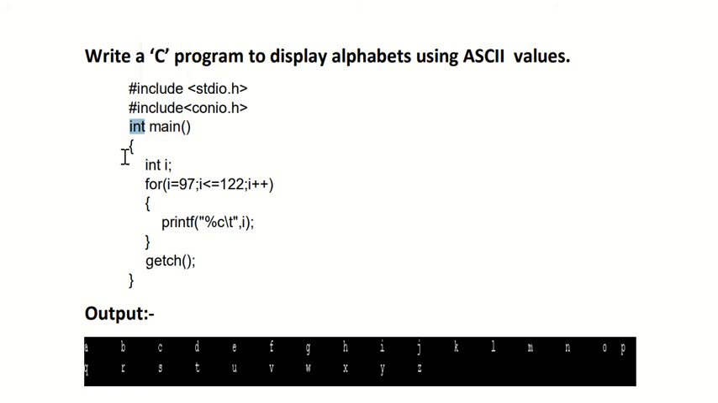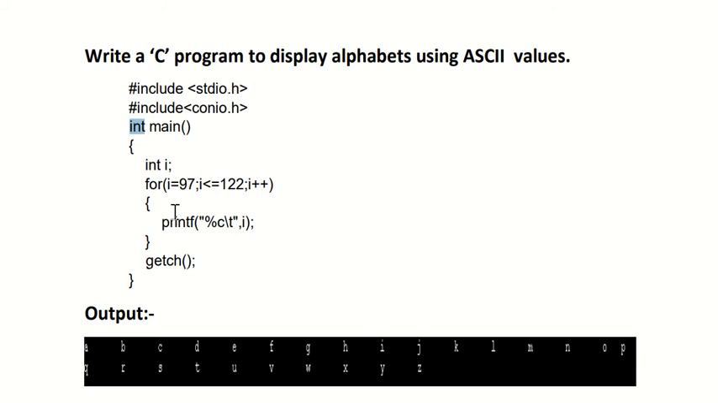Now open the bracket and declare one variable, that is int i, and after that a for loop, where we write i equal to 97, because as per the ASCII table, we know that 97 means small a, and then 98, 99, likewise b, c, d, e, and so on till 122, as we know from the ASCII table. So i equal to 97, i less than or equal to 122, and then i++. Open the curly bracket, and then the printf statement.